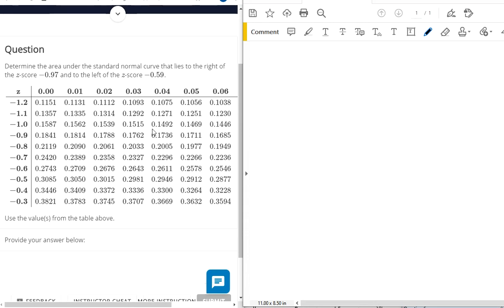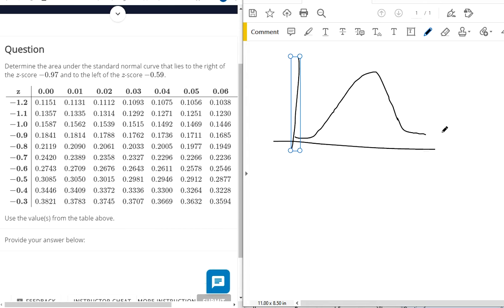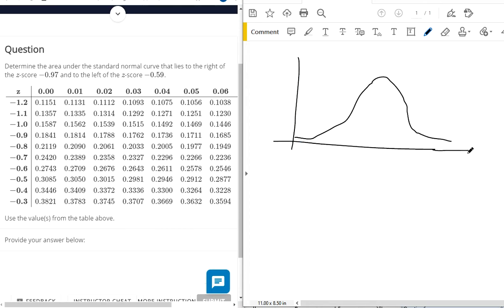We're asked to determine the area under the standard normal curve. So this is a rough drawing of the standard normal curve. I am not an artist. It's not a good drawing. Sorry. But that lies to the right of the z-score of negative 0.97.